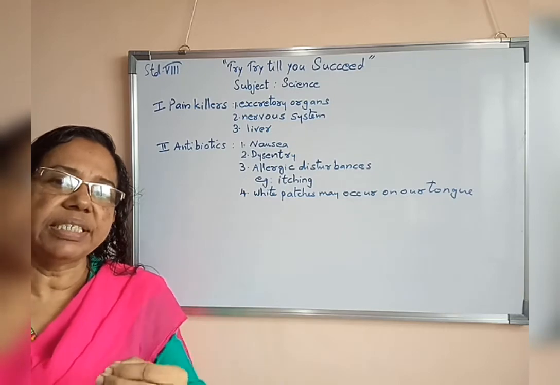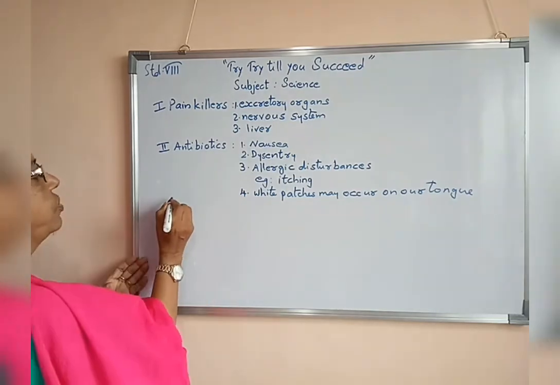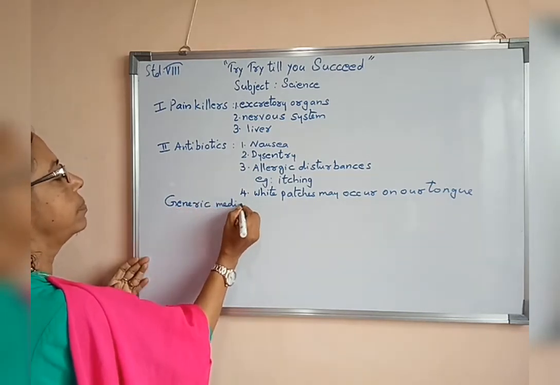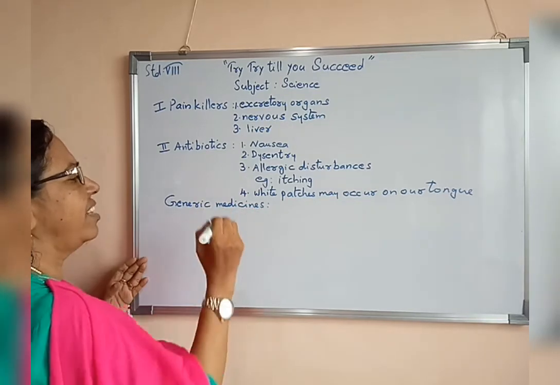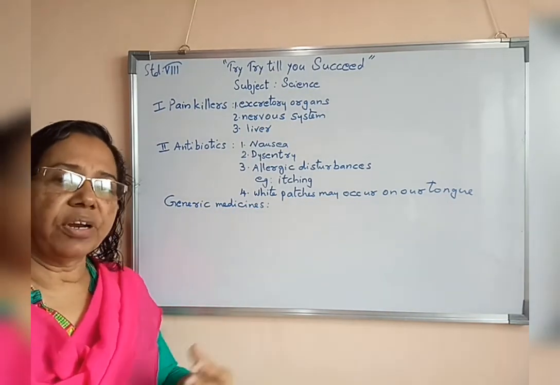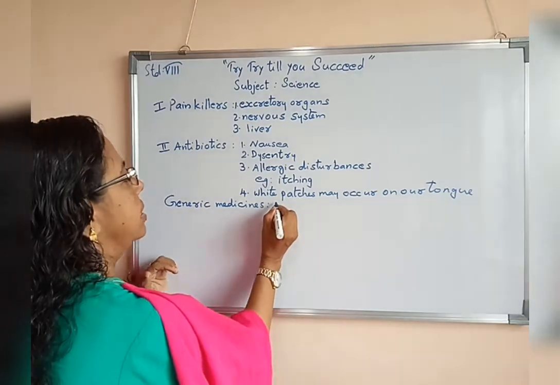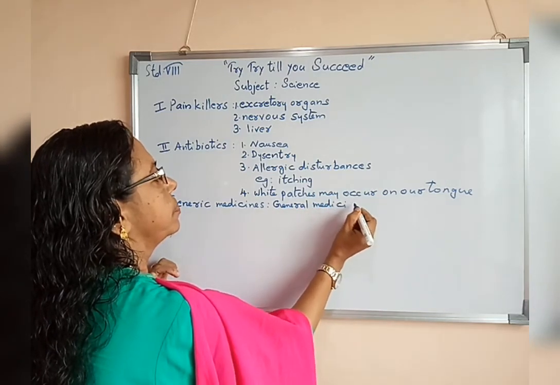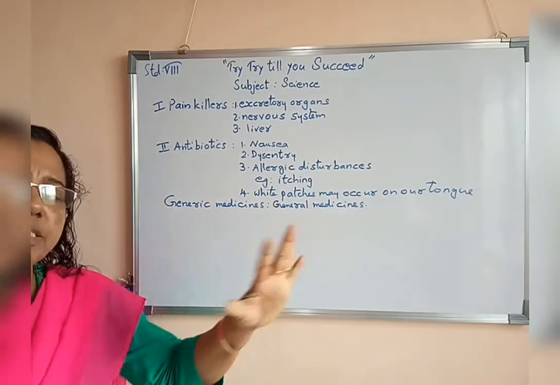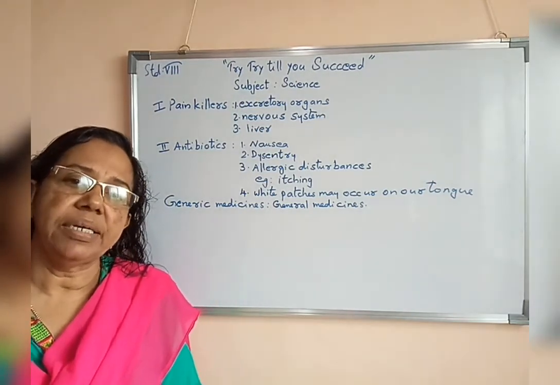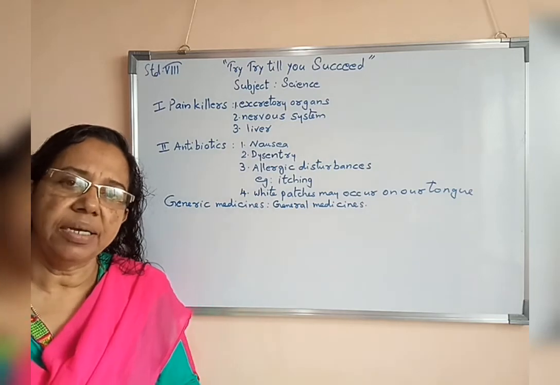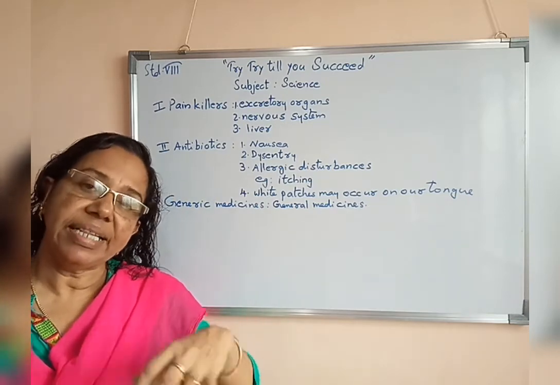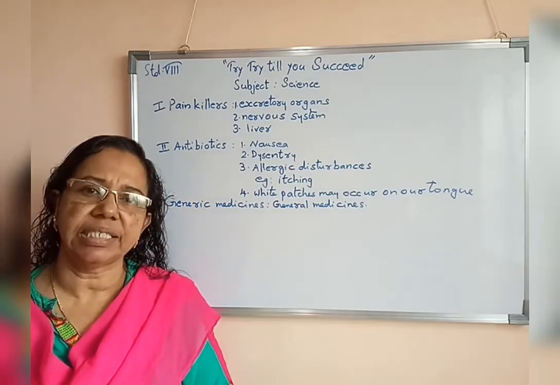Now we are going to study about generic medicines. Generic medicines means what? General medicines. Generic medicines means normal medicines, for example, Crocin tablets, etc. These medicines are made by normal medical companies which take approval from the government. Then they themselves make normal medicines.